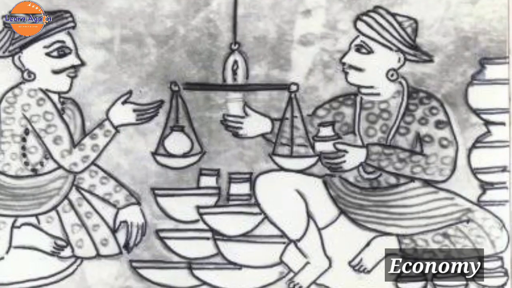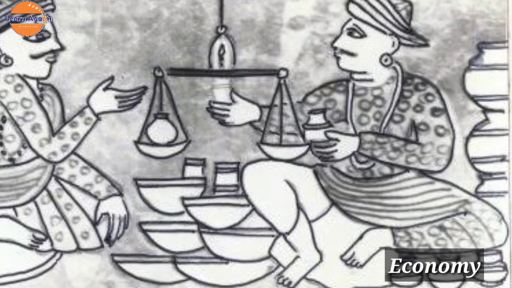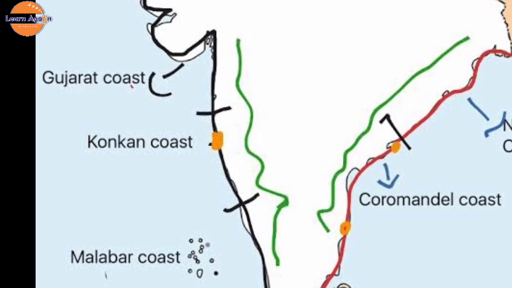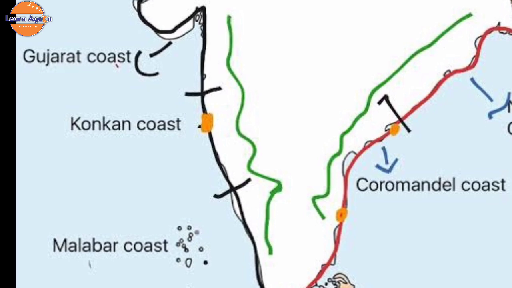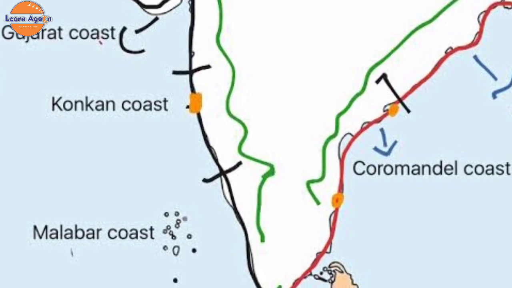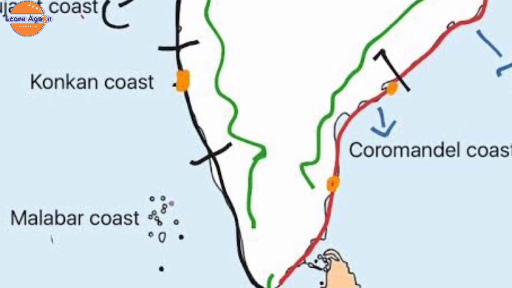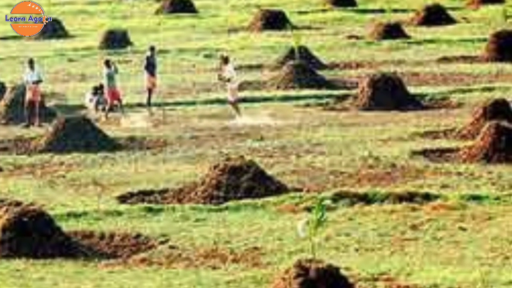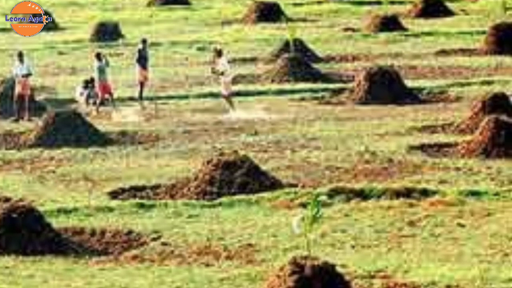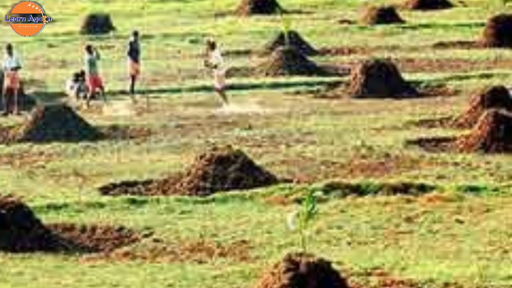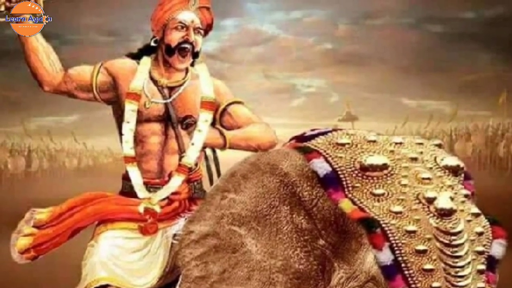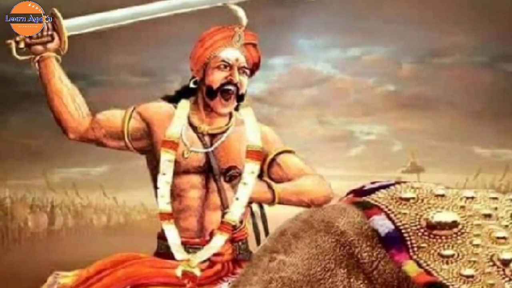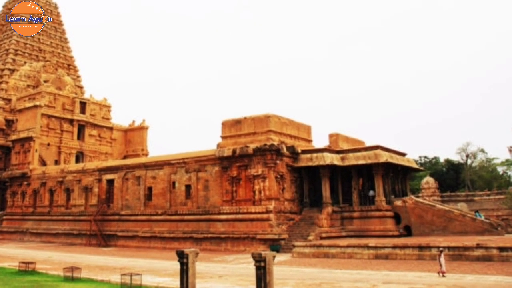Now let us see the economic condition during this dynasty. The Cholas encouraged trade and commerce. The Coromandel and Malabar coasts were the centers of India's trade with Southeast Asia. The Chola rulers fixed the share of land revenue by elaborate land survey, and taxes were also collected from tolls on trade, professions, and from the plunder of neighboring territory. Well, plunder means loot.